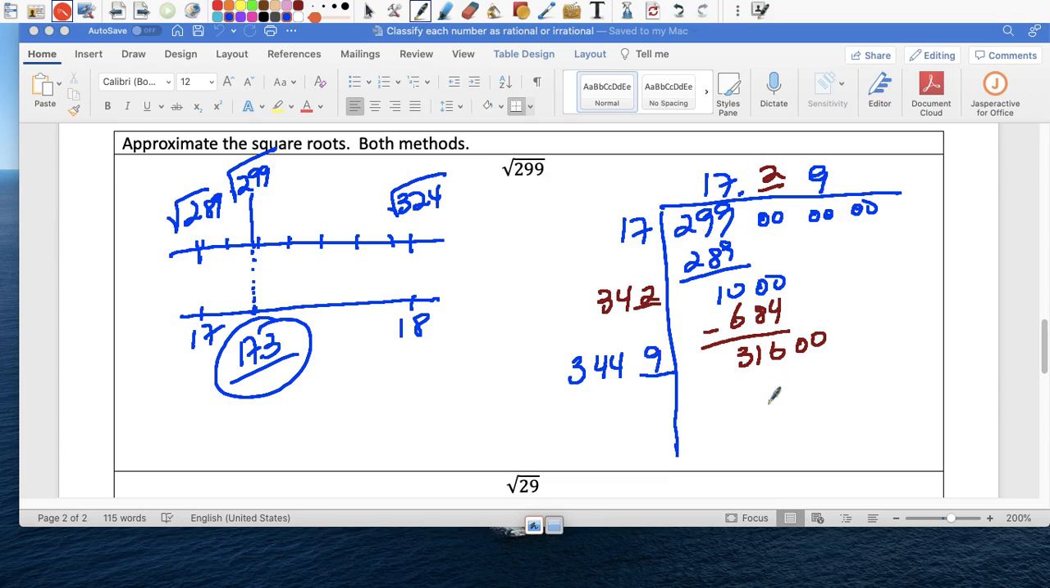9 gives you 31,041. And if you subtract, you get 559. Bring those two zeros down. Let me change colors. So now we're going to double the top. 1729 times 2. We're going to double. You get 3458. Place value over here.